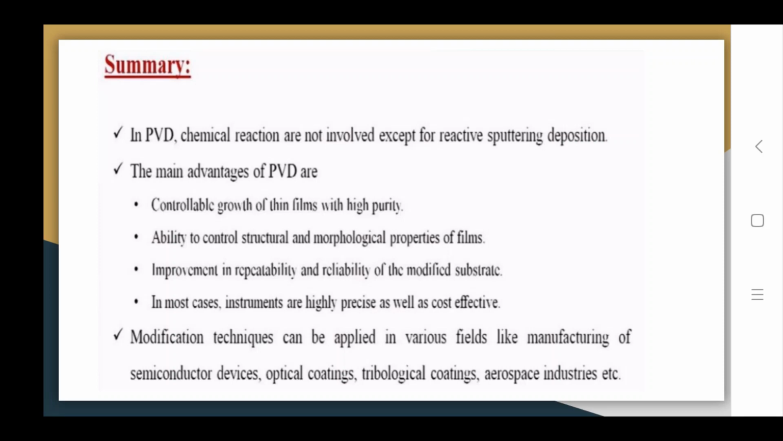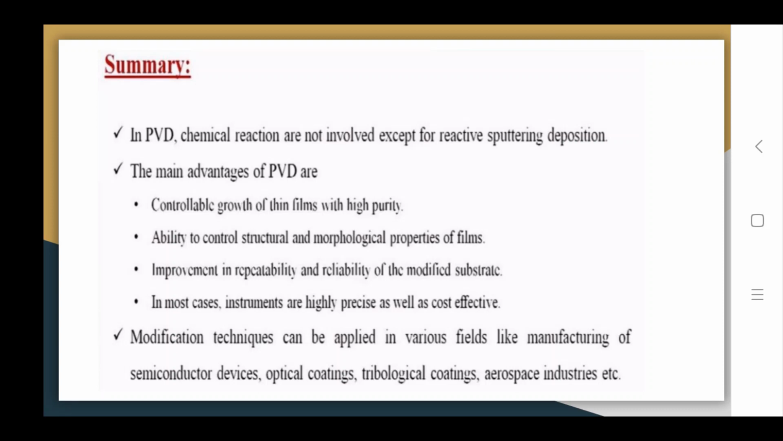The main advantage of PVD is control over growth of the thin film, which is a high priority. As I told you already, you eliminate impurities by using several kinds of methods, and you can control growth depending upon how much energy you put on your target material or source material. Then there is the ability to control the structural and morphological properties of films, so you can easily make a material hydrophobic or hydrophilic, a material which can withstand high temperature, or one that is electrically conductive. Whatever property you want, you can get it by these methods.